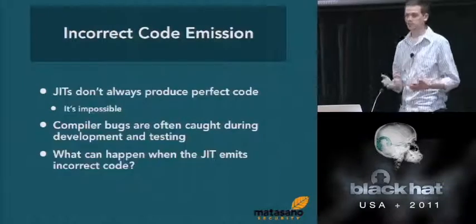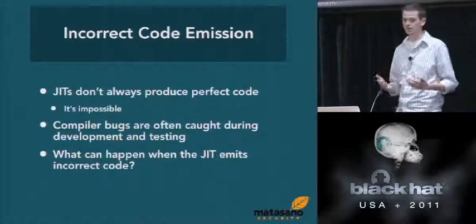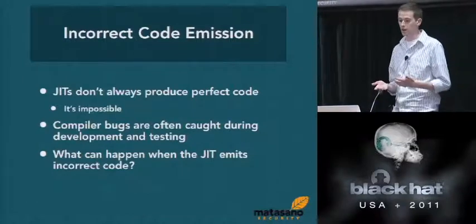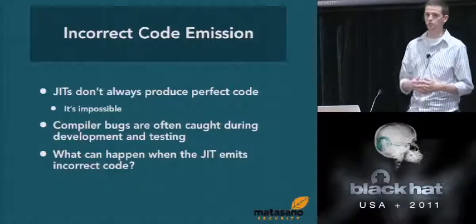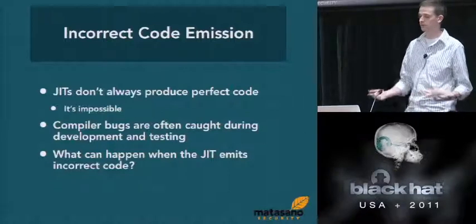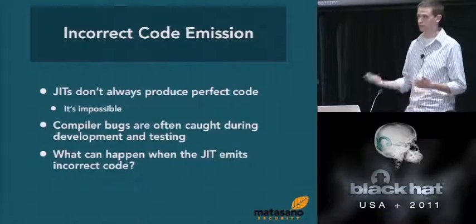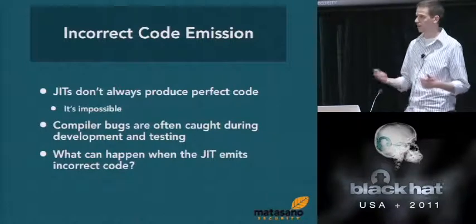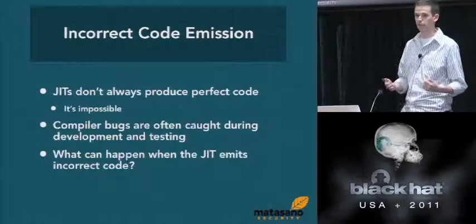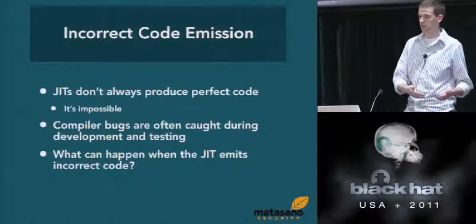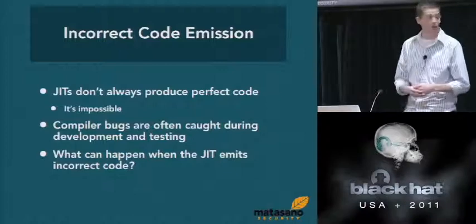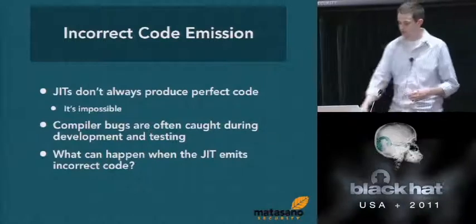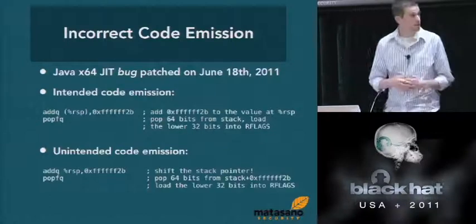One of the major things that can go wrong with JIT engines is incorrect code emission. And this is something that we feel no one is really talking about. JIT engines can't always produce perfect code, right? It's impossible, for the same reason that GCC can't produce perfect code and Visual C++ can't produce perfect code. So compiler bugs are usually caught when someone is developing code, testing an app, all on the development machine, and then you just get the fixed final product. But what happens when those bugs happen in your browser?